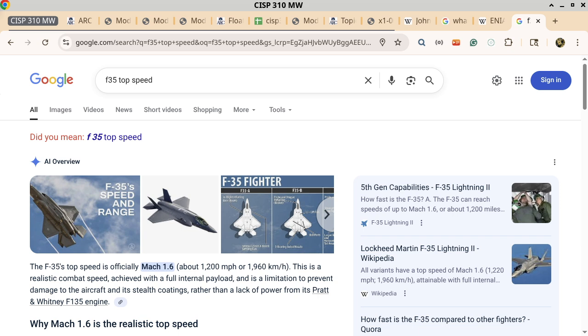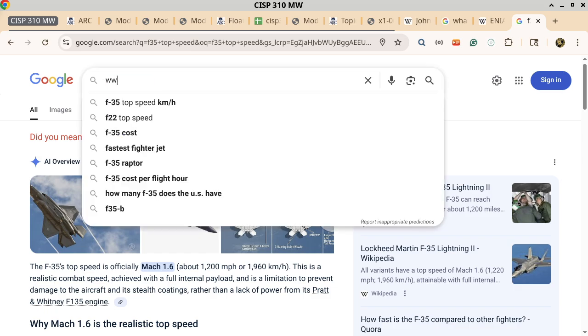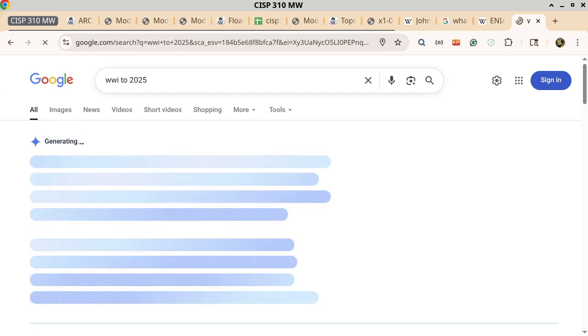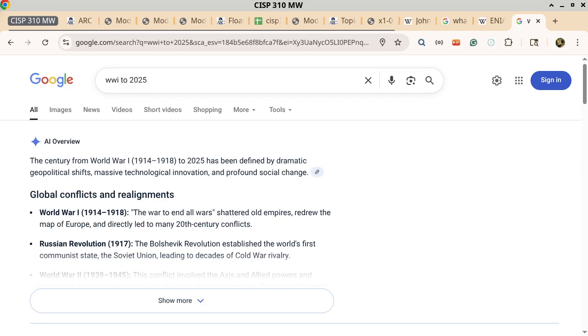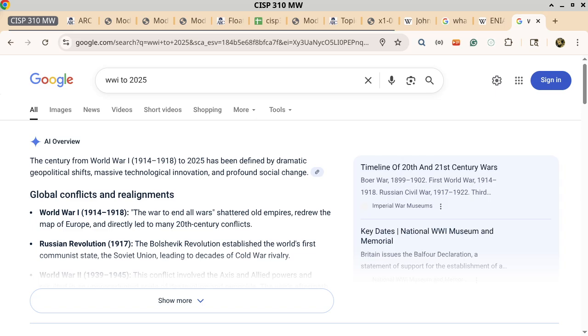How long did it take for the triplanes and biplanes to progress to the F-35, which is top of the line today? So we are looking at the duration of World War One to 2025. So we are talking about 1914-ish to 2025. Let's round up again, because I like round numbers. Let's just say World War One lasts until 1925.